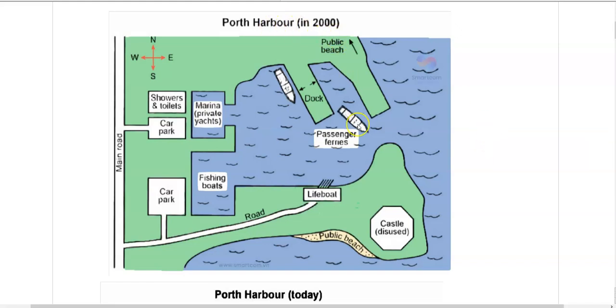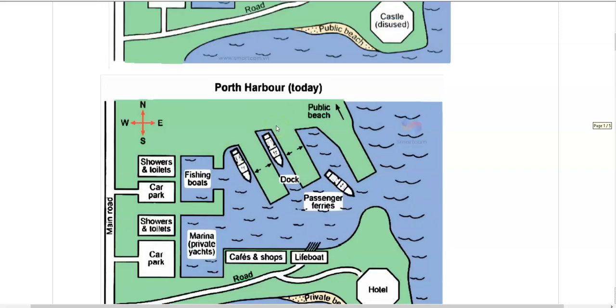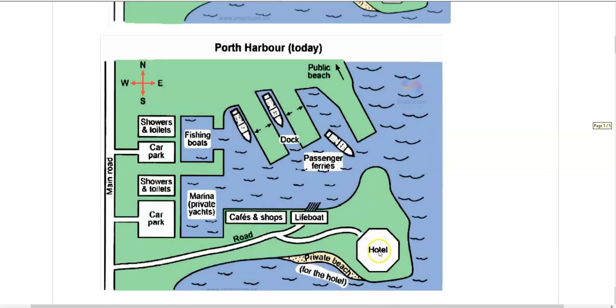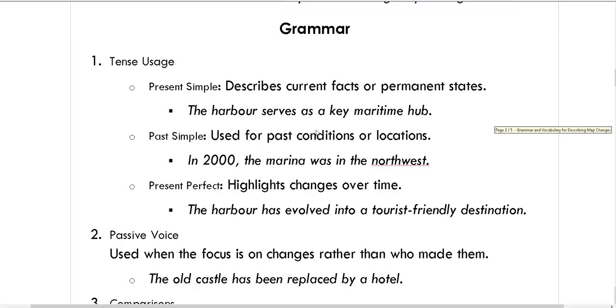So anyway, you've got Porth Harbour in 2000. You can see it here. You've got the disused castle, you've got the beach, the car park, the main road. You've got your compass, so you'll be referring to that. North, south, east, west, etc. That's always good. But you've got the present day. We can see there's a few changes. Castle's now a hotel, private beach for the hotel. We've got more facilities, etc. So, we'll have a look at the grammar first, okay?